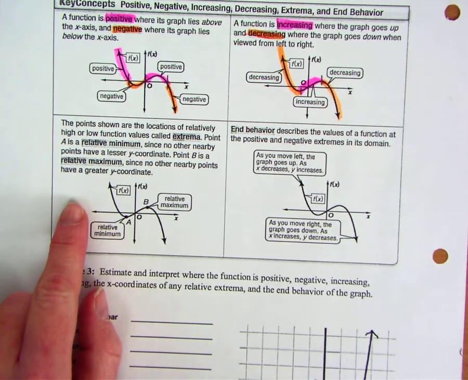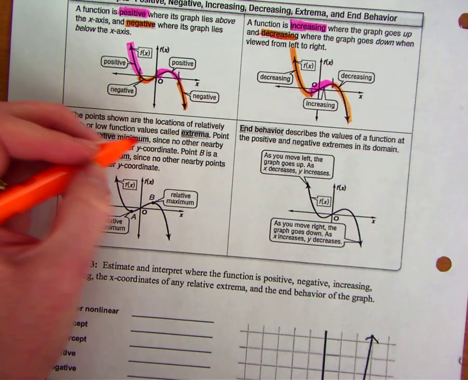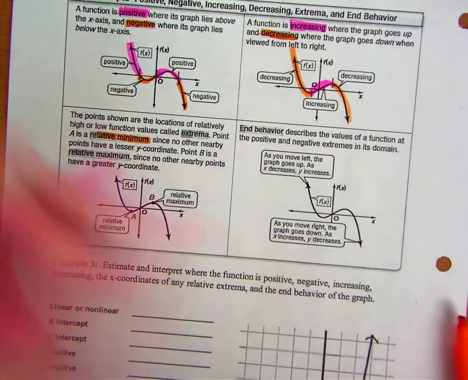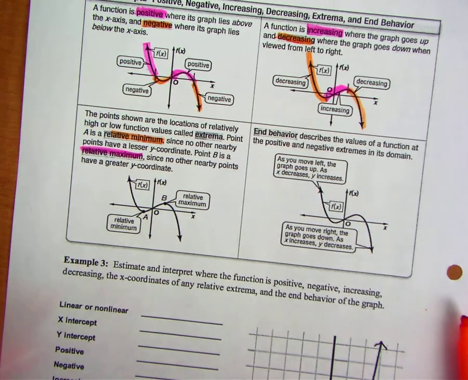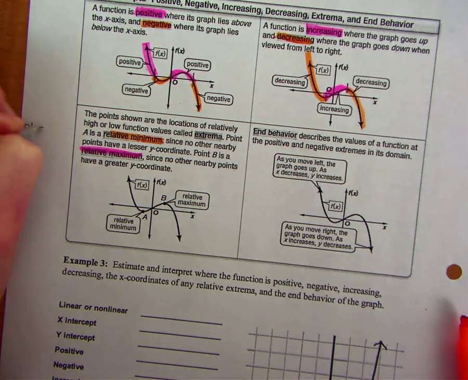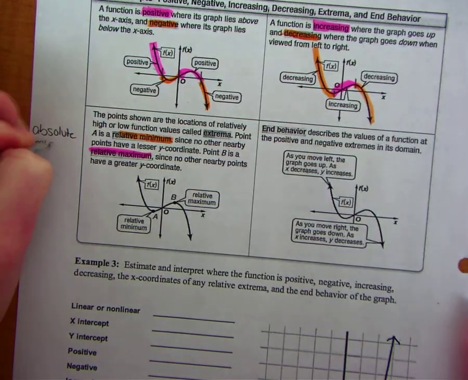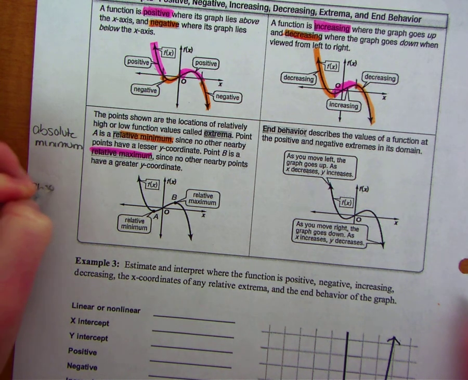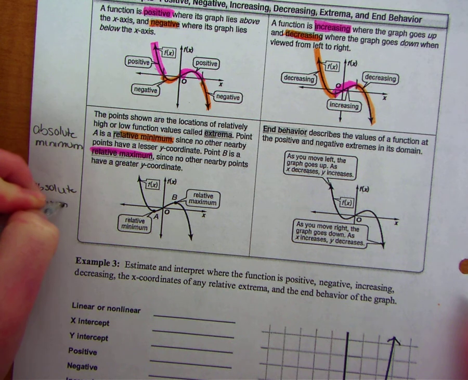The extrema are the maxes or mins. And we can have a relative minimum or a relative maximum, but we can also have what we call absolute minimum and absolute maximum. Just like the word sounds, it's the absolute lowest or highest point.